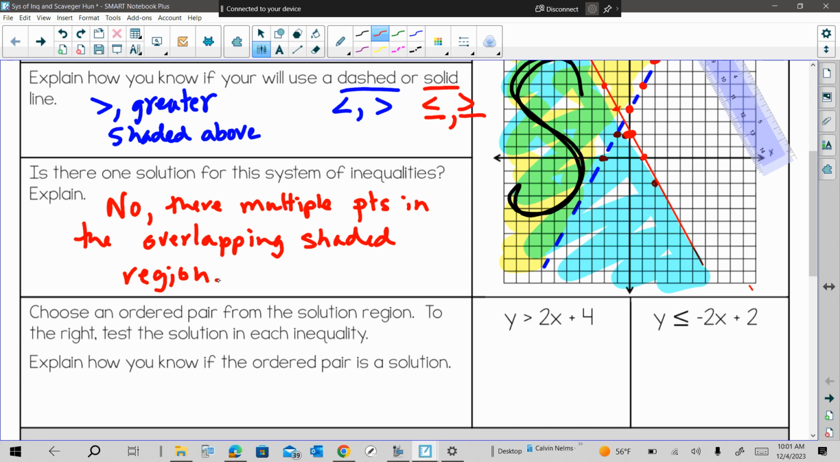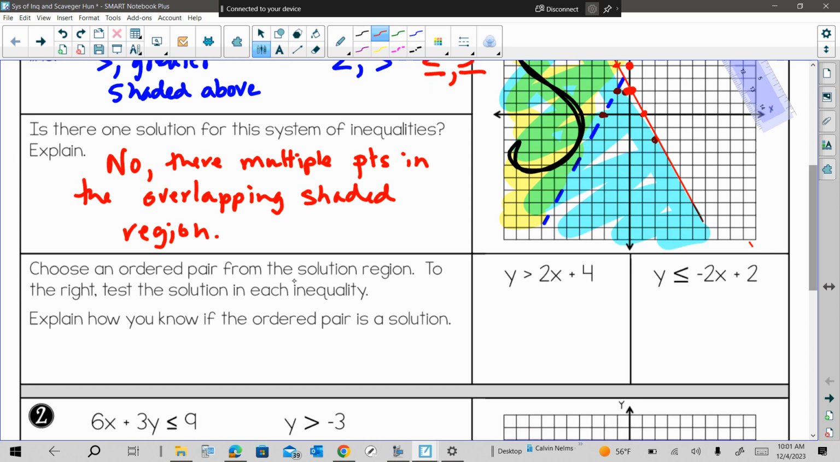Now I'm going to show you how we can get a solution off the graph, but also how to find the answer algebraically. What they want you to do here is choose an ordered pair from the solution region, and then to the right we're going to test that point. So we need to choose a point in this overlapping region.